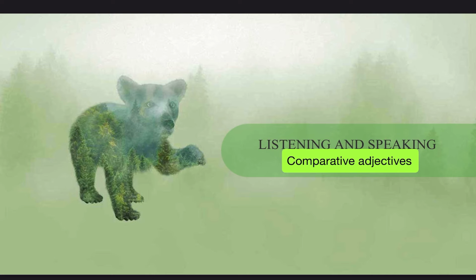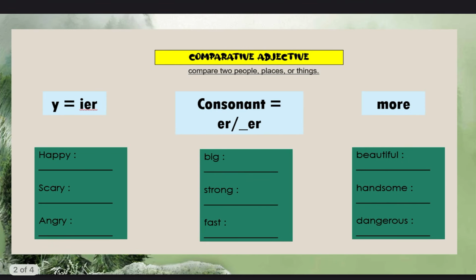So for today's class, it is more about a revision class for comparative adjectives. Okay, so let's start. Let's remind back what is comparative adjective. Comparative adjective is comparing two people, places or things.